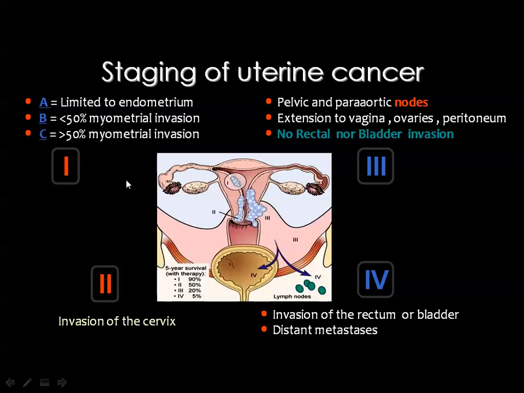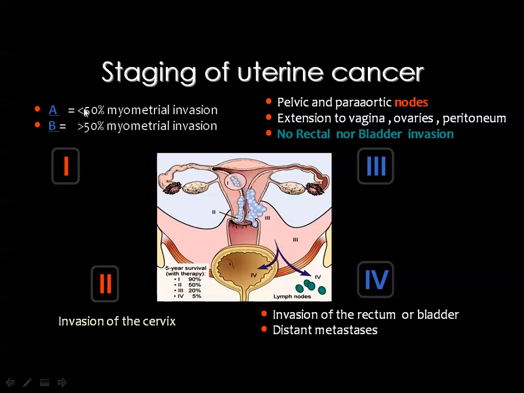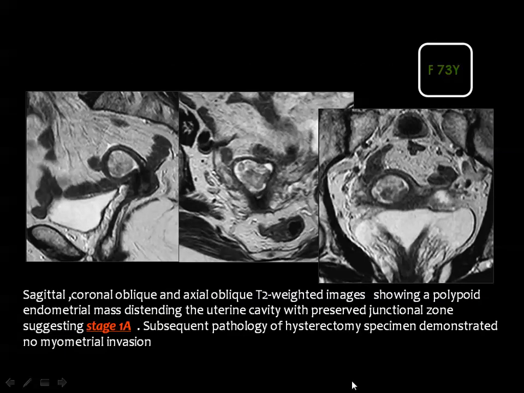classification of uterine cancer. This is an old one, but nowadays they consider stage 1A to be the tumor which involves less than half of the myometrial thickness, and stage 1B more than half of the myometrial thickness. An extension to the cervix is considered stage 2. Extension to the nodes or other organs except the urinary bladder and the rectum is stage 3. Invasion of the rectum or the urinary bladder or distant metastasis is considered stage 4.